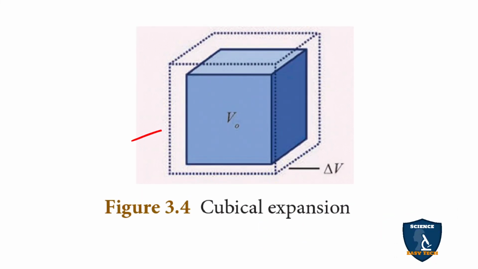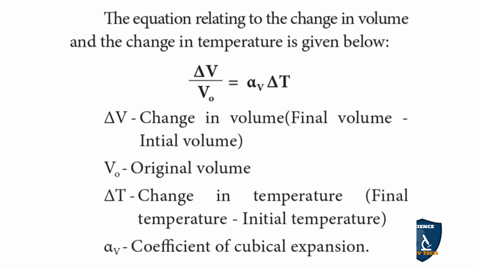You can see here the solid which is taken in a cuboidal shape, that is cubical shape. Delta V is the volume change. This is the original size, and after heating the size will be expanded in the cubical form. So the equation here is delta V by V0 equals alpha V delta T. Delta V is the change in volume, final volume minus initial volume, V0 is the original volume, delta T is the change in temperature, final temperature minus initial temperature, and alpha V is the coefficient of cubical expansion. So this is the equation.